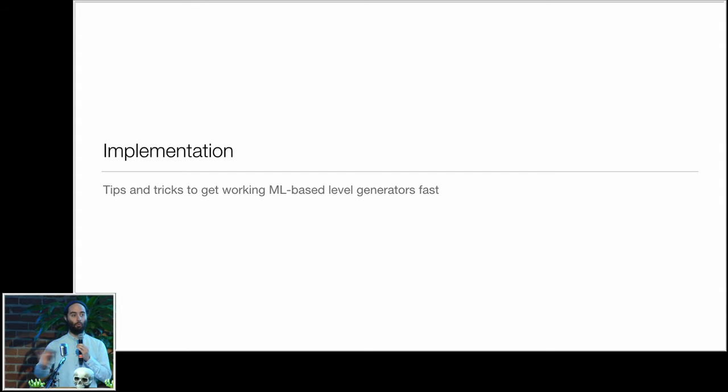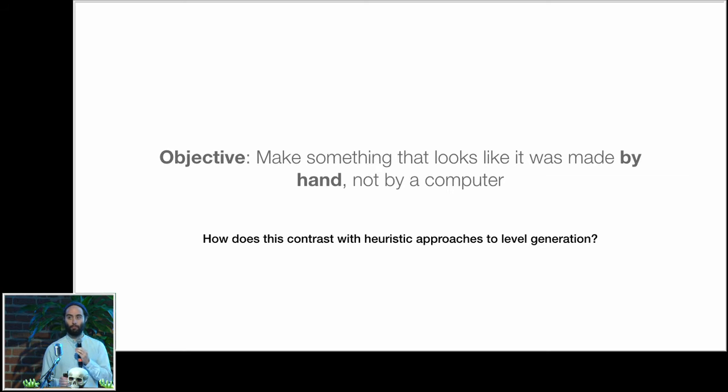This is going to be a whirlwind tour, but I really want to give you a super important objective. This is how I've found great success in using machine learning for level generation. I really focus on making stuff that looks like it's made by hand, not by a computer. This contrasts significantly with the heuristics that people use, because you kind of eyeball things to look like they're made by hand, but it's very rare. It's very, very difficult to achieve something that's computer generated that looks like a human being made it.